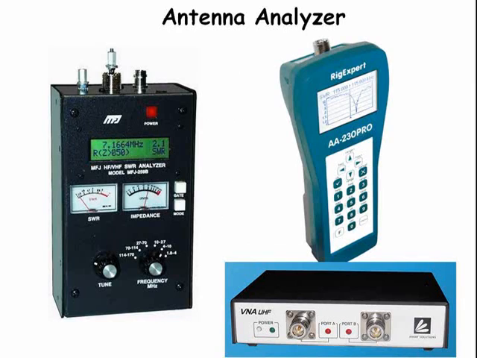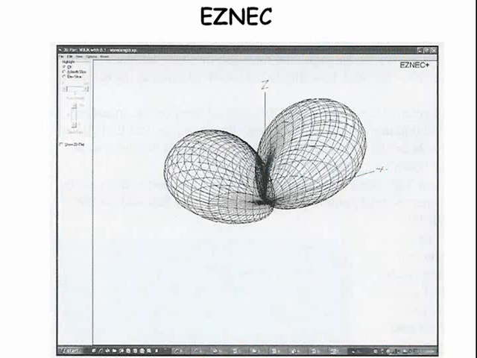Antenna analyzers make quick work of taking SWR measurements. Some will take measurements from 160 meters through 440 megahertz. Some are battery powered, and some can be used even up on a tower. Personal computers have made it possible to design and analyze antennas by mathematical modeling. These programs compute antenna gain, beam width, patterns, feed point impedance, and SWR versus frequency.